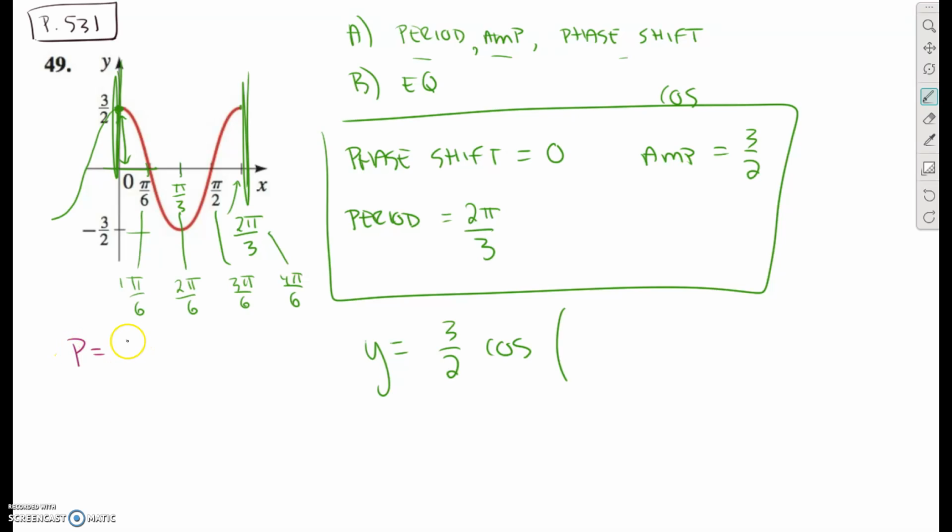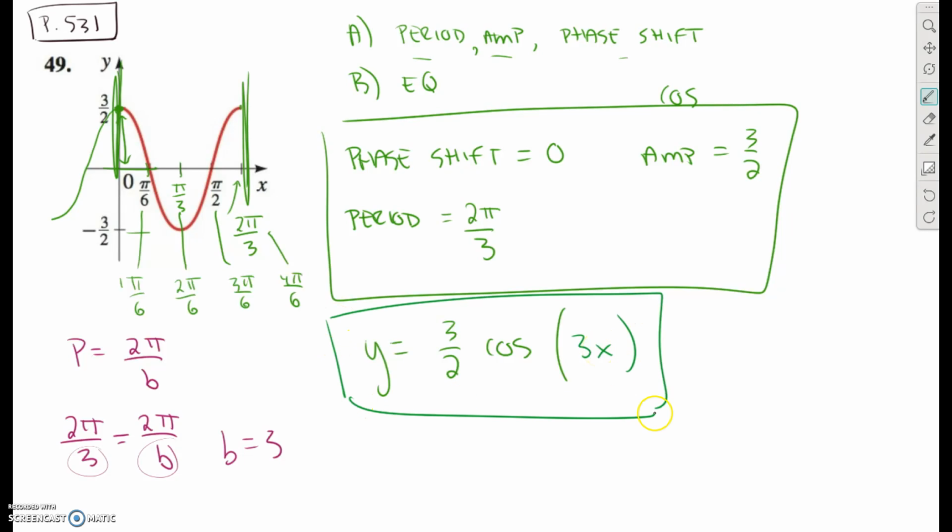Remember, the period is equal to 2 pi over b, and the period is 2 pi thirds, which is 2 pi over b. We could solve this for b, but I guess 2 pi over 3 is equal to 2 pi over b only when b is equal to 3. So that's my multiplier, 3x, and there is no phase shift. So that would be my equation, okay? Got to do a little bit of thinking to get the period, but the rest of it's pretty straightforward.